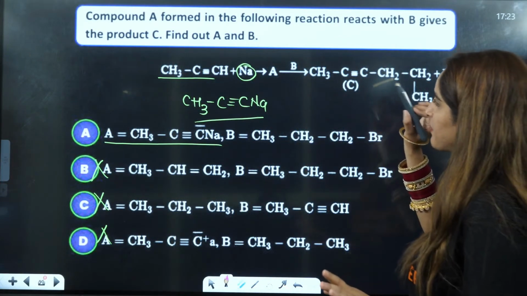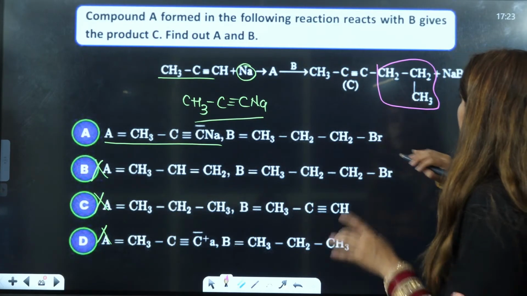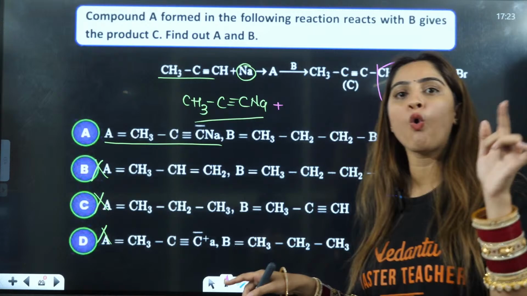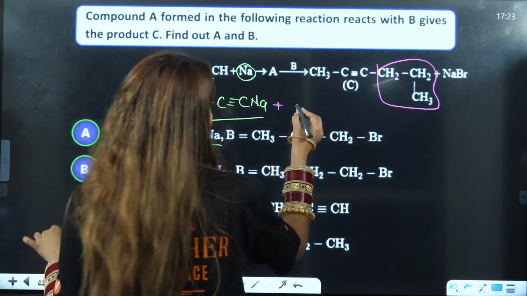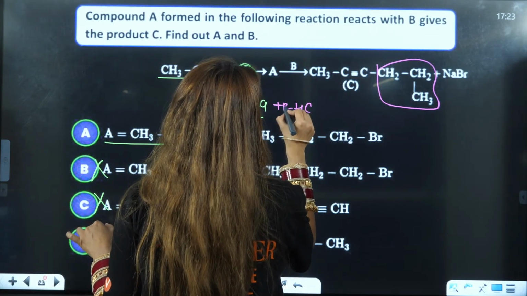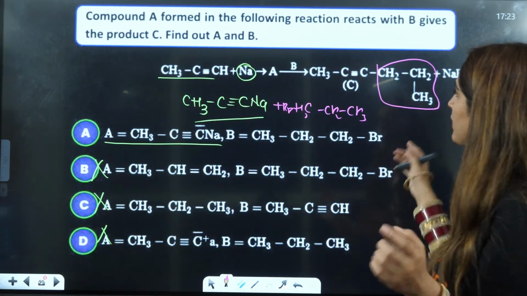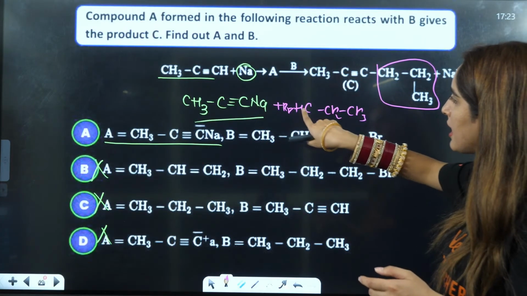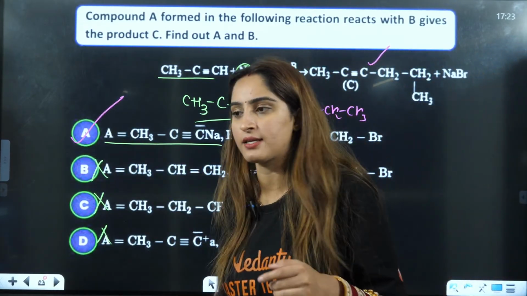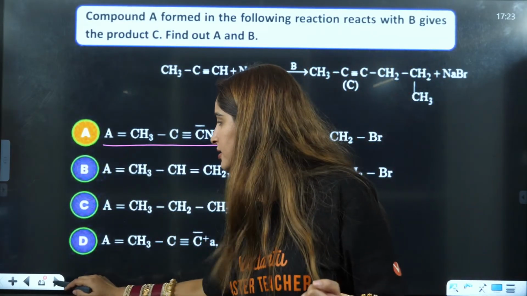So the extra attachment you have here is C triple bond C. This is the extra attachment you have: CH3, CH2, CH2, Br. So basically, this is RONa, right? And this is CNa. So this is going to be CH2, this is Br, this is CH2, this is CH3. NaBr will be eliminated and you will have the formation of CH3, C triple bond C, CH2, CH2, CH3 that is formed here. So the answer is A, the correct answer. Even if you know only this one, you will be able to answer this, right?